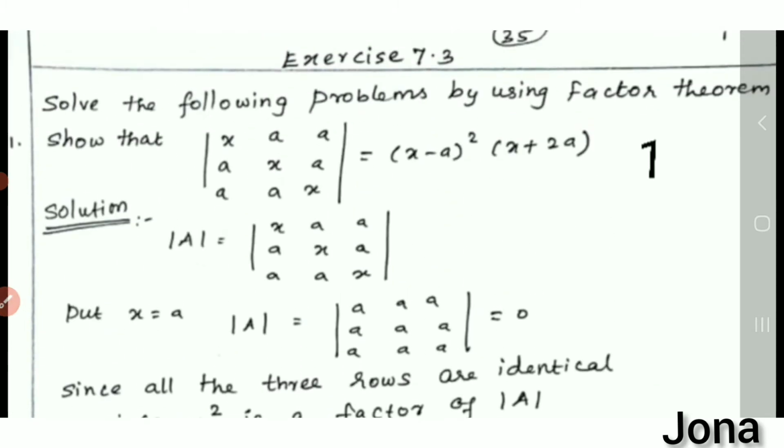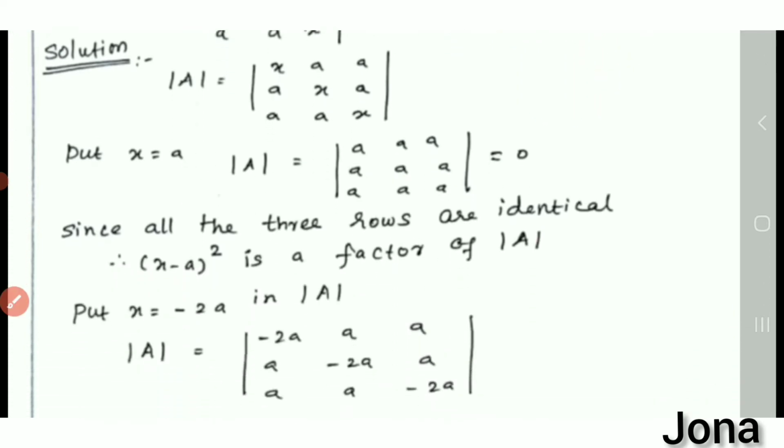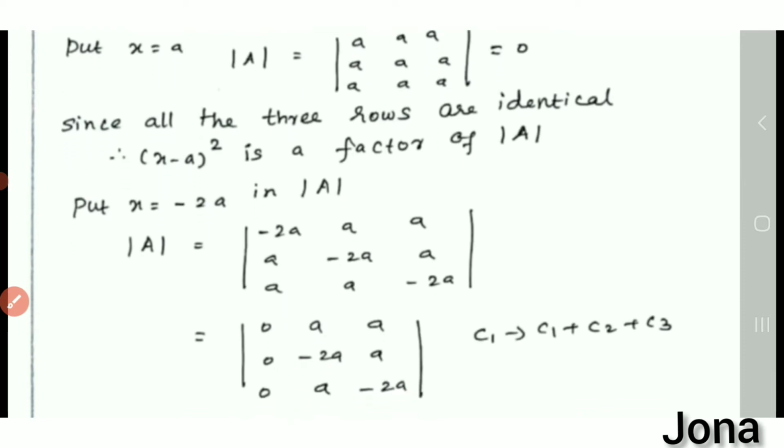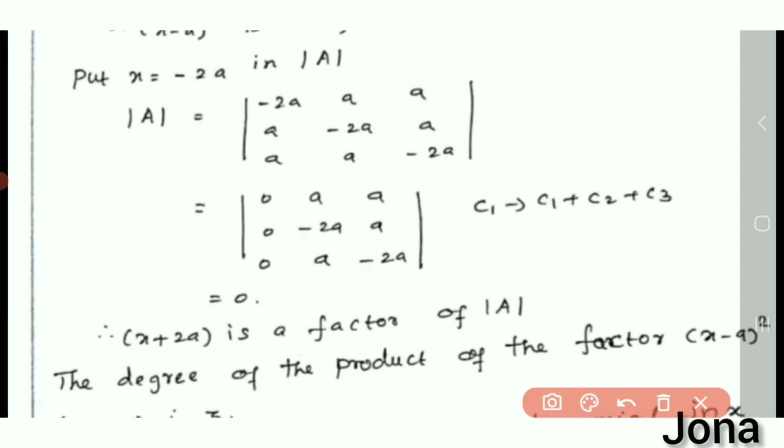And then next, in the second bracket we have x plus 2a. So if x plus 2a equals 0, we can say x equals minus 2a, isn't it? So now we want to substitute x equal to minus 2a in determinant delta. So now we got x equal to minus 2a in determinant delta, which is nothing but in the place of x we have to substitute minus 2a here.